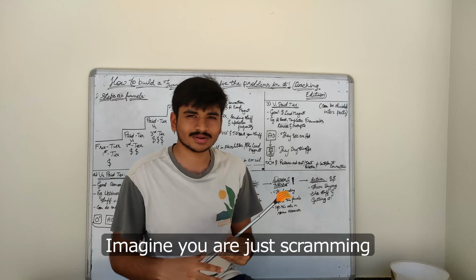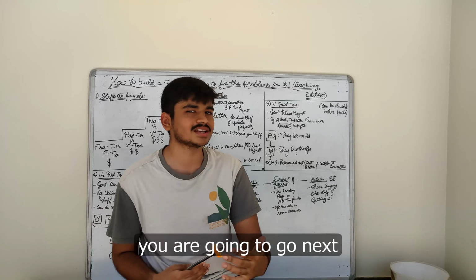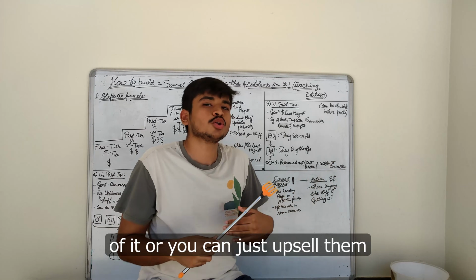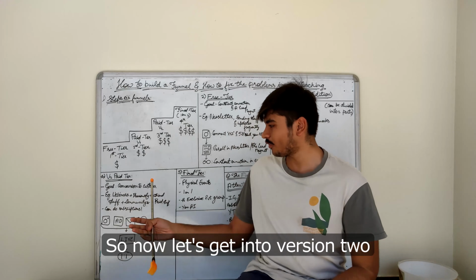Imagine you're just cramming so much stuff, but that $200 isn't enough worth. You're going to up the price. You're going to go next level. You can just do the same tier, but a much better version of it, or you can just upsell them in the same funnel itself. So now let's get into version 2 of the paid tier.